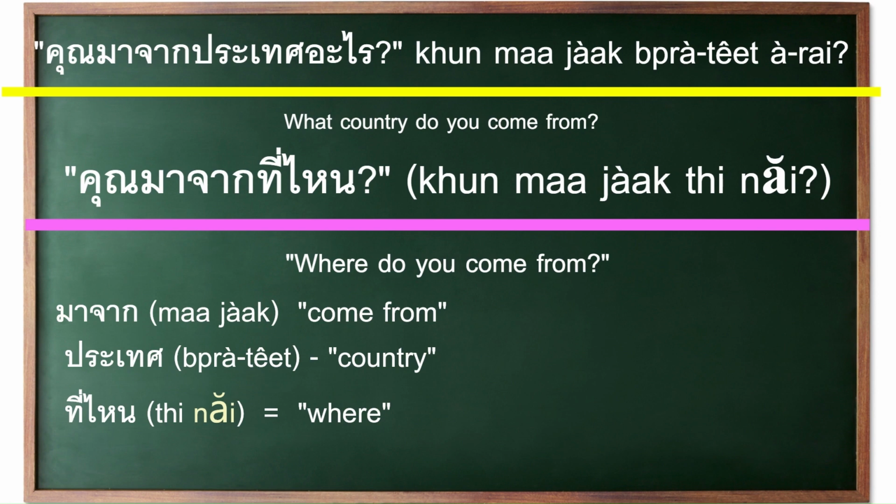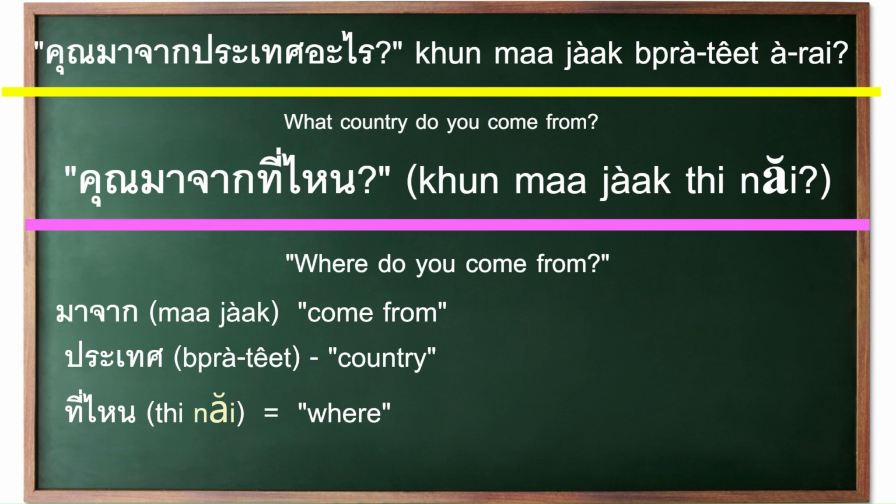มาจาก still means come from. ที่ไหน translates to where. ที่ is a multifunctional word in Thai. It can act as a relative pronoun, a preposition, or a marker for places or locations depending on the context. In the context of ที่ไหน it functions primarily as a locative particle, helping to specify a place or a location.